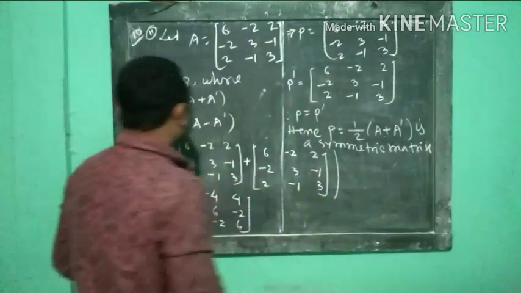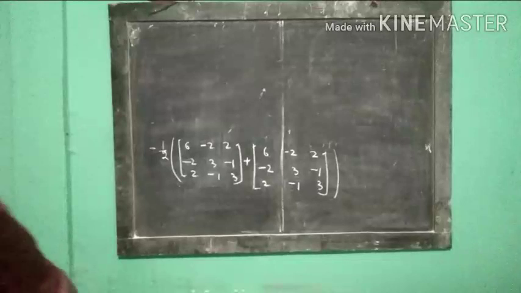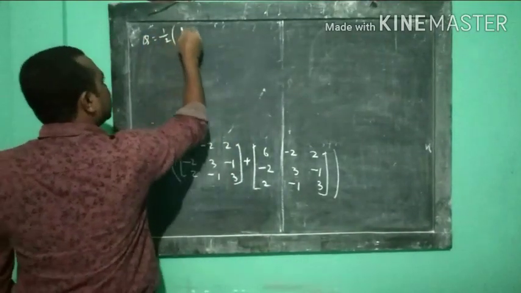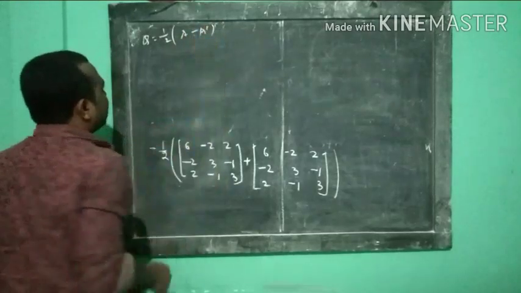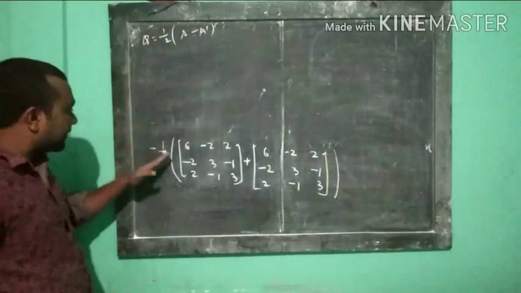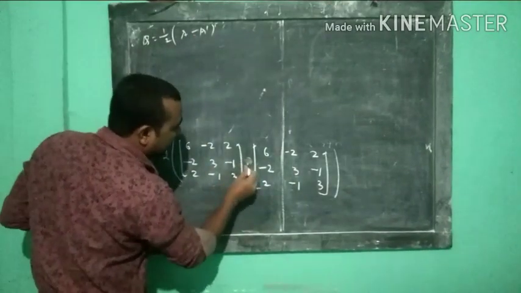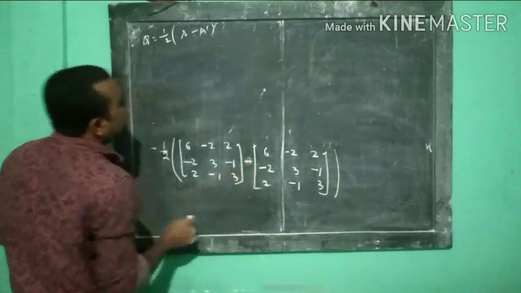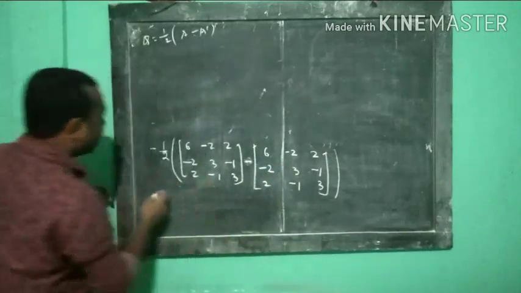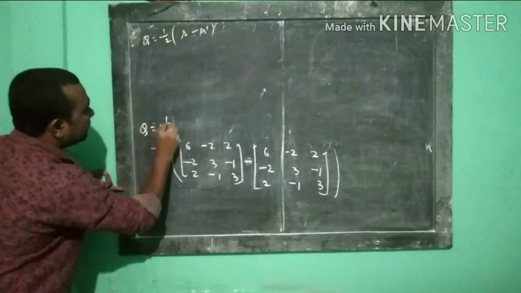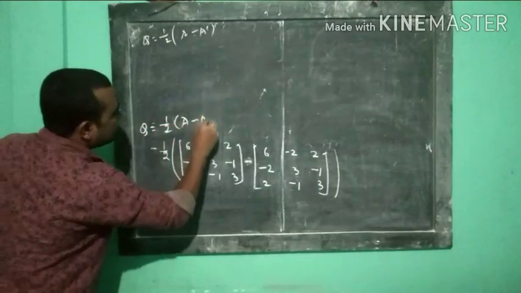I think it is clear. Now we are going to find Q equal to half of A minus A transpose. Since it is already written here, half of A is this, and minus A transpose is also given here. Then Q equals half of A minus A transpose.